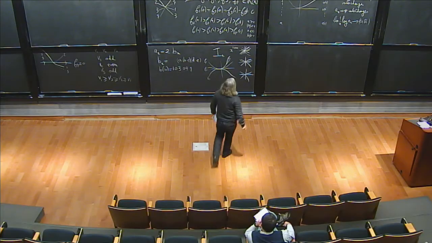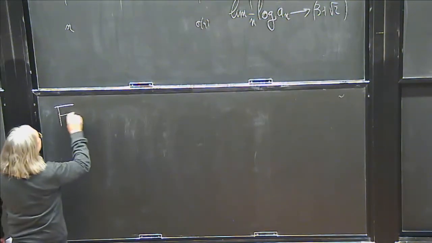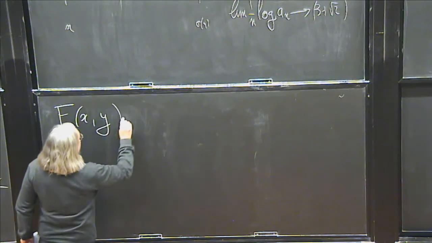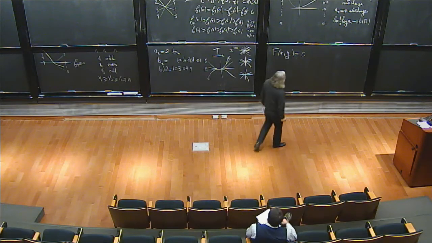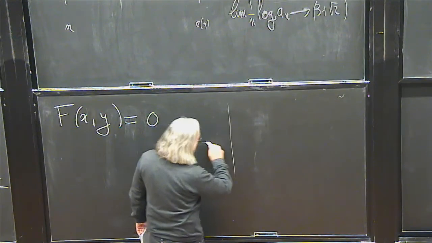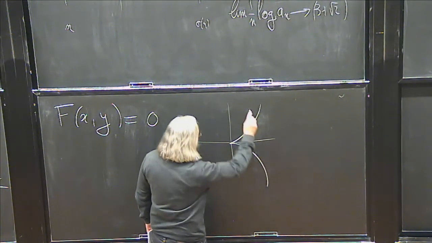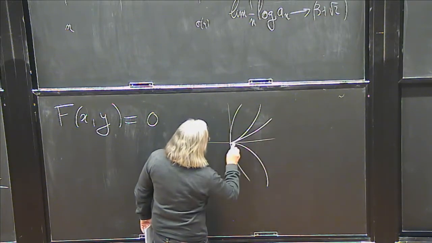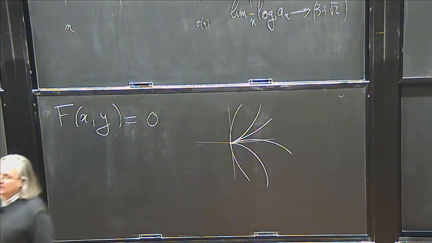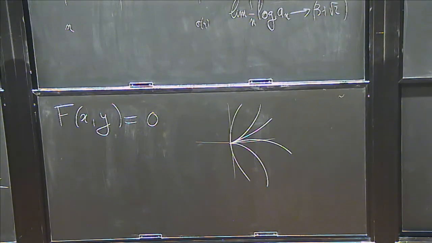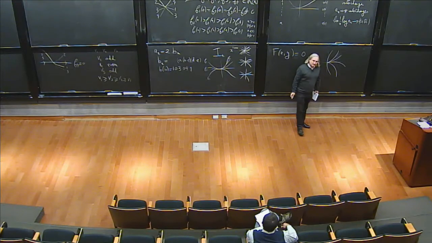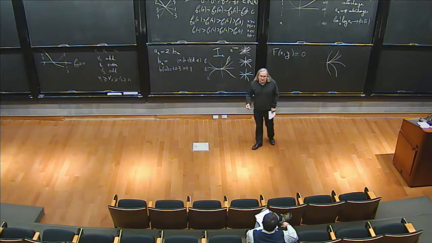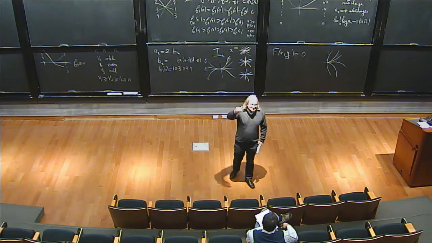So when you take a singular algebraic curve or analytic curve in the plane, this is real x and y, you know that the standard picture is something like that. An algebraic curve or an analytic curve in the neighborhood of a singular point is made of a certain number of branches. And each branch has two pieces.